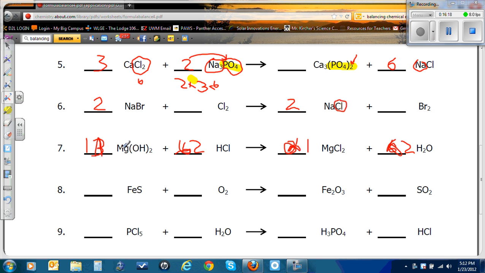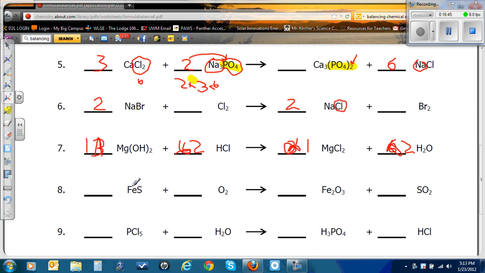We have 1 magnesium, 1 magnesium. We have 2 oxygen. We have 2 oxygen. We have 2 hydrogen plus 2 hydrogen is 4 hydrogen. Over here we have 4 hydrogen, the 2 times 2. We have 2 chlorine. We have 2 chlorine. So it balances. Problem number 8.